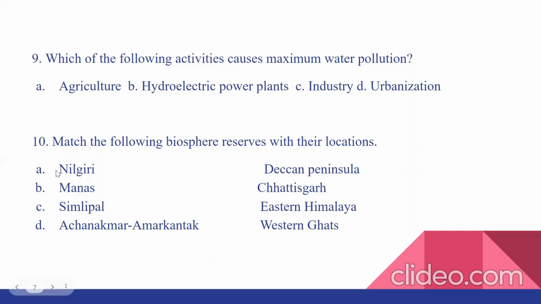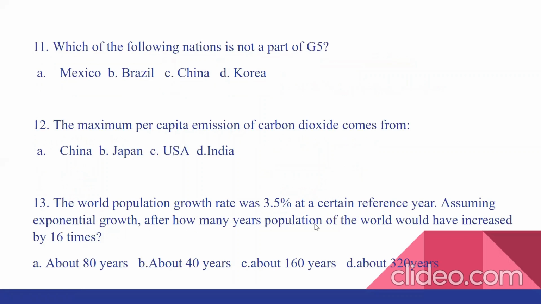Match the following biosphere reserves with their locations. So the first bioreserve is Nilgiri. Nilgiri is located in the Deccan Peninsula. Manas is in Chhattisgarh now. Simlipal is in Eastern Himalayas. And Achanakmar Amarkantak is on Western Ghats. So ये automatically matched है। Nilgiri Deccan Plateau से match, Deccan Peninsula से match होगा। Manas छत्तीसगढ़, Simlipal Eastern Himalaya और Achanakmar Amarkantak Western Ghats. These bioreserves.